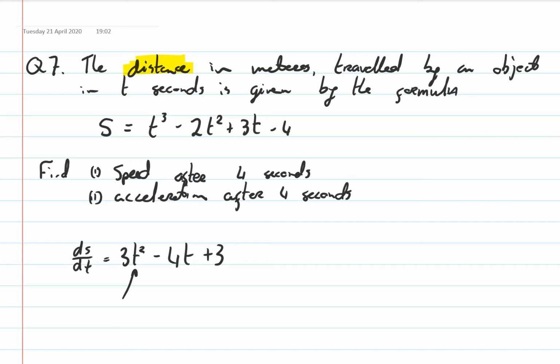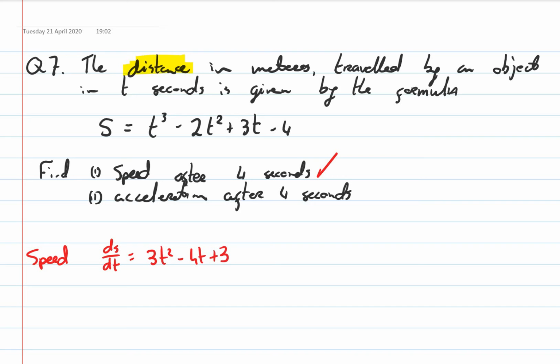So we put 4 in for t, and we will get 35 meters per second when we do that. So that's done. And then we want to find out the acceleration after 4 seconds. Well, we had ds/dt, which was the speed function, and that was 3t squared minus 4t plus 3.